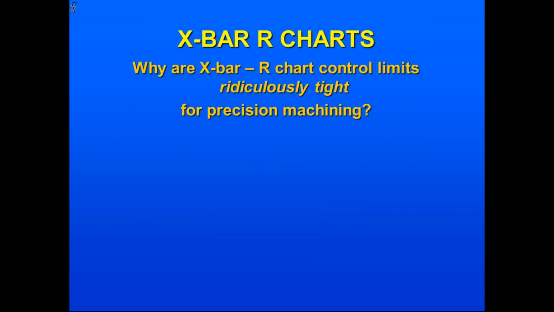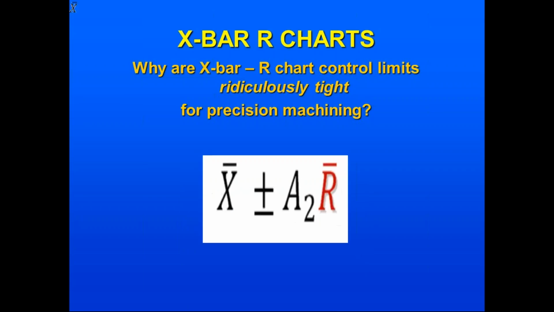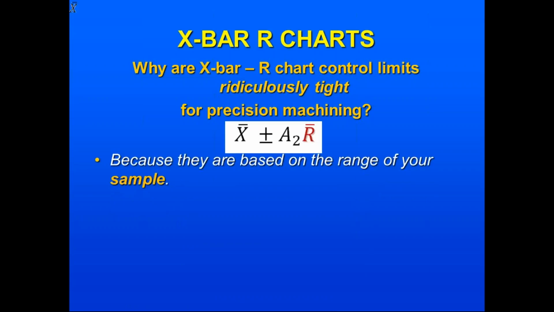So neither of these data points are going to provide you really any decision-making power on your process. Also, we found that the X-bar and R chart have ridiculously tight control limits when calculated for precision machining. Now, why is that? Well, it's right here. If you take a look at this, it's because they're based on the range of your sample. Problem is, consecutive parts in precision machining aren't going to have much range.